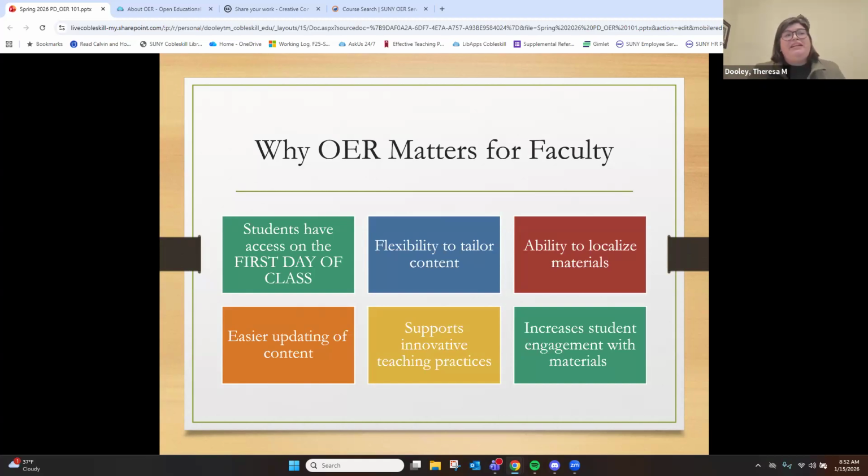Okay. So in addition to that, when you're working with OER, faculty are able to flexibly tailor their content. So again, if you're trying to work on a very specific thing within Schoharie County, you can localize that. You have the ability to do that. You are in complete control of updating your own textbook. Especially in the sciences, things are happening so quickly. Imagine being able to, again, update the textbook you're using.